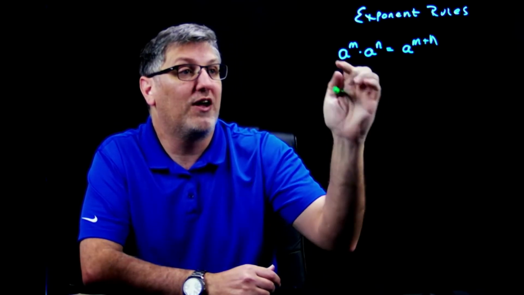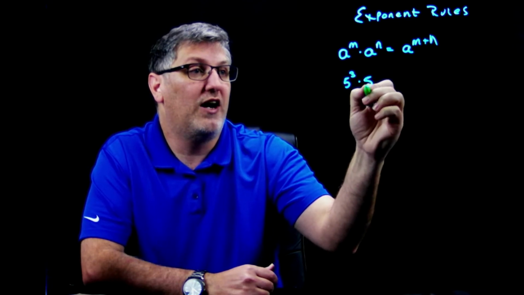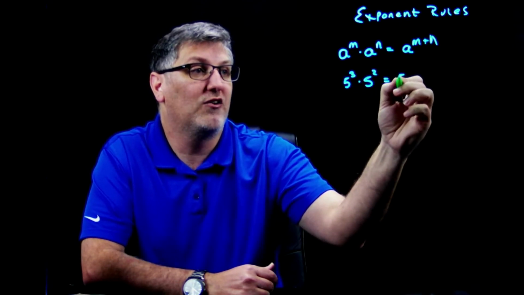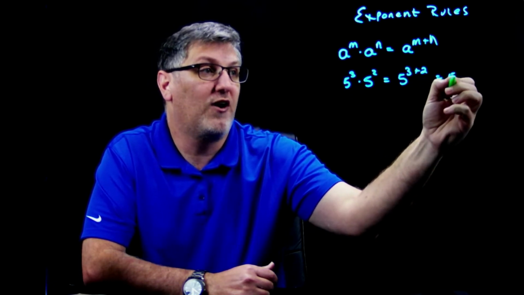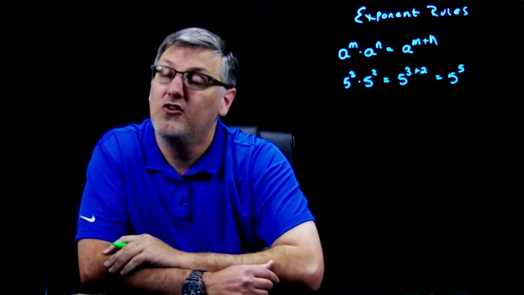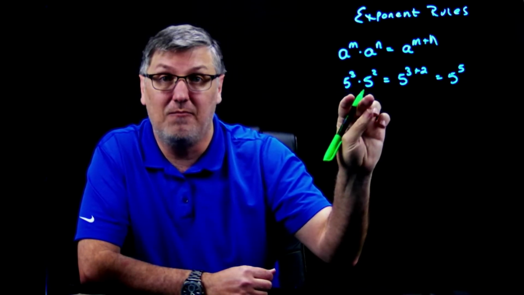So if this would be like, say, 5 to the third power times 5 to the second power, it's going to be the same thing as 5 to the third power plus the second power, which then would simplify to 5 to the fifth power. So that's how we could actually use this rule. But the key is this base has to be the same.